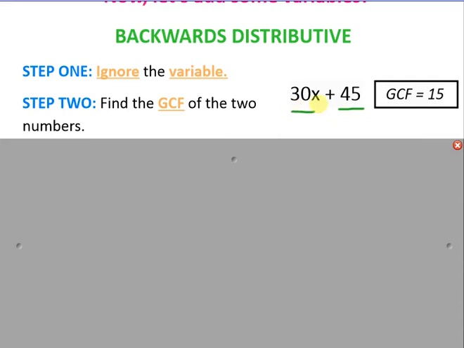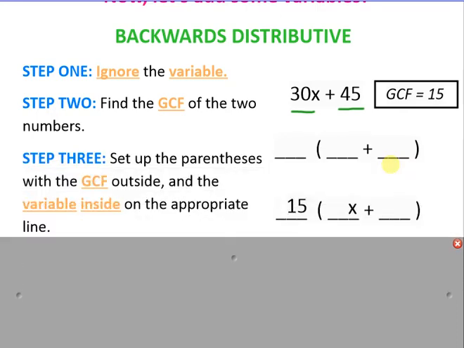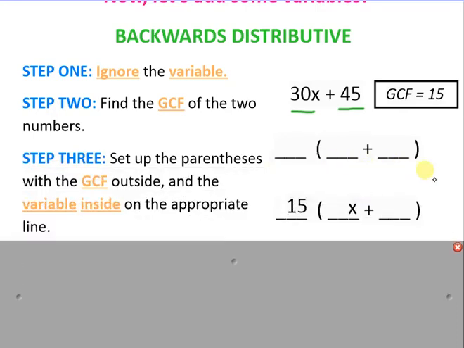So here we have 30x plus 45. Ignore the variables, so forget that x is there. What's the GCF of 30 and 45? Well, the GCF is 15. Step 3, go ahead and set up your parentheses for forwards distributive property like you usually do, and put your GCF outside.